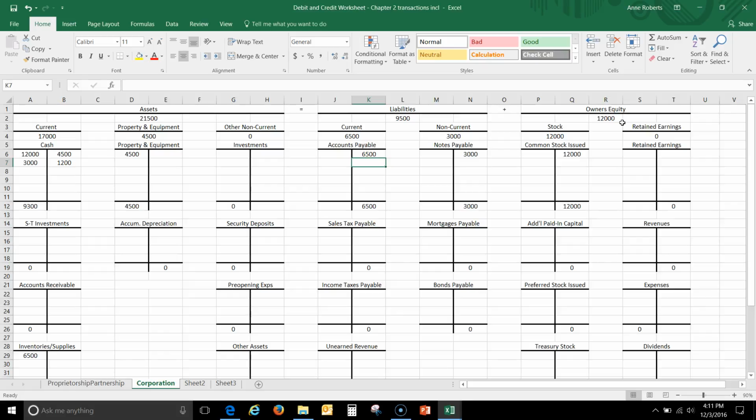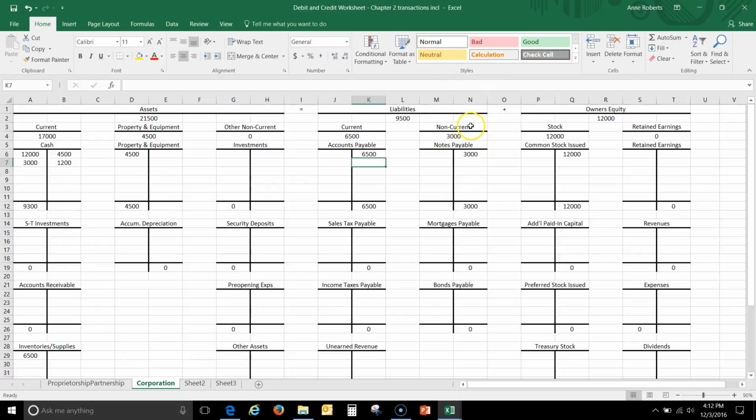So again, review of 6, 7, and 8. In 6, we collect cash and earn the revenues in the same period. Transaction 7, we actually earn the revenues but don't collect the cash. In transaction 8, we collect the cash but we don't earn the revenues yet. All right, so let's plug these three transactions into our T accounts and let's see what happens.